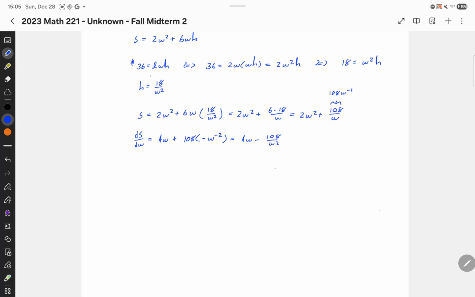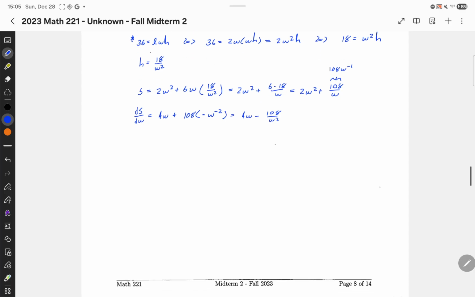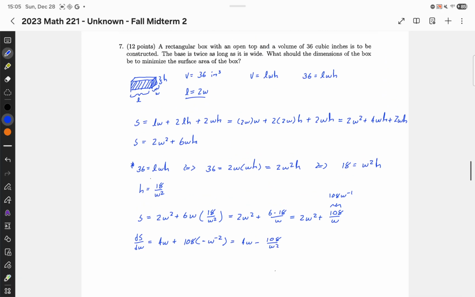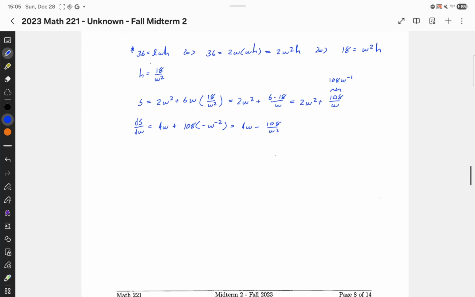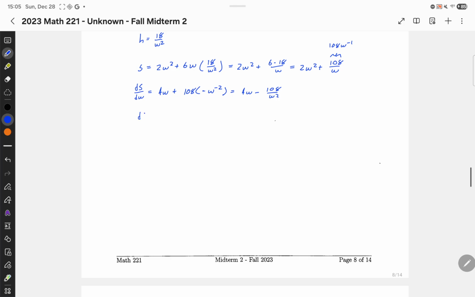And now what we want to do is we are looking for hopefully a minimum, because we want to minimize the surface area of the box. So let's go ahead and set this derivative equal to 0.